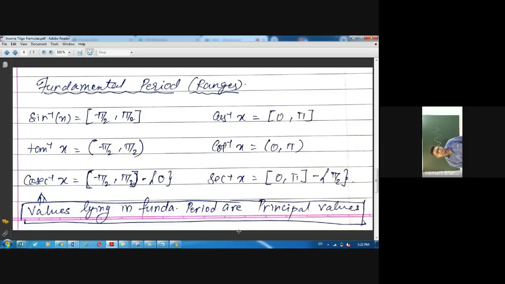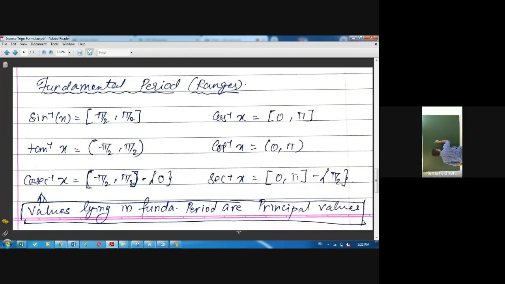We had a lot of choices. We could have taken any part of the graph, but we had written some convention, and on the basis of that only we had taken that particular part of the graph. So whatever ranges or domains we had written for all the inverse trigonometric functions, those will be called the fundamental period. And the values which are lying in the fundamental period will be called principal values.